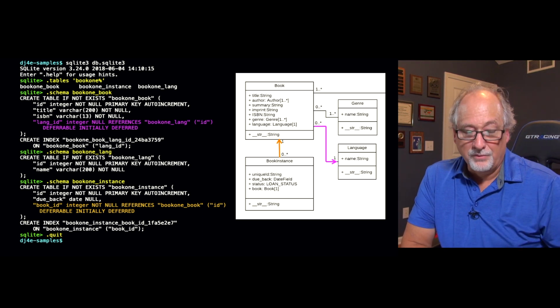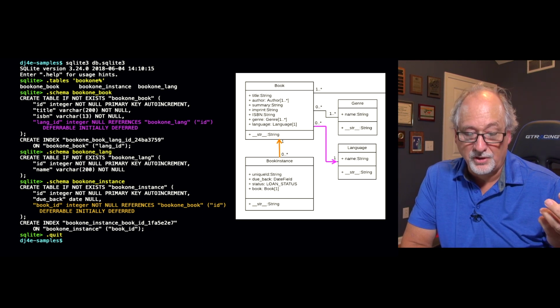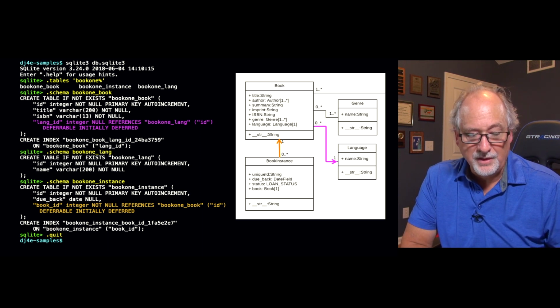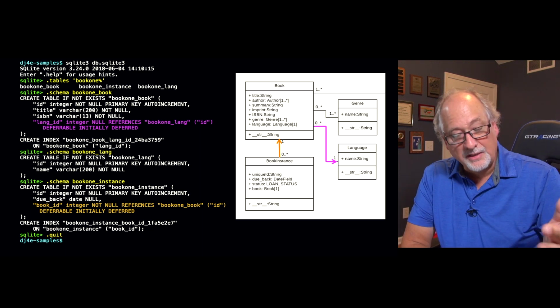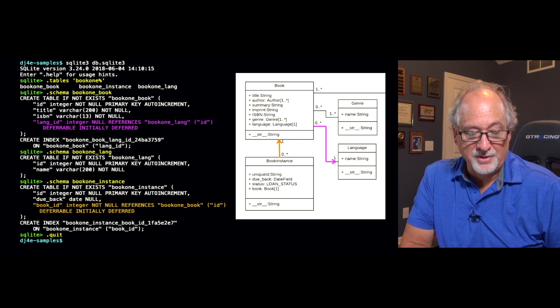And if you look at the language, you just see that there's an ID column that's automatically produced, and then a name. And then if you look at the instance, you see an ID and a due back, which is a date. And then you see the book ID, which is the foreign key into the book table. And so you can kind of see how these tables implement the links as described in the picture.